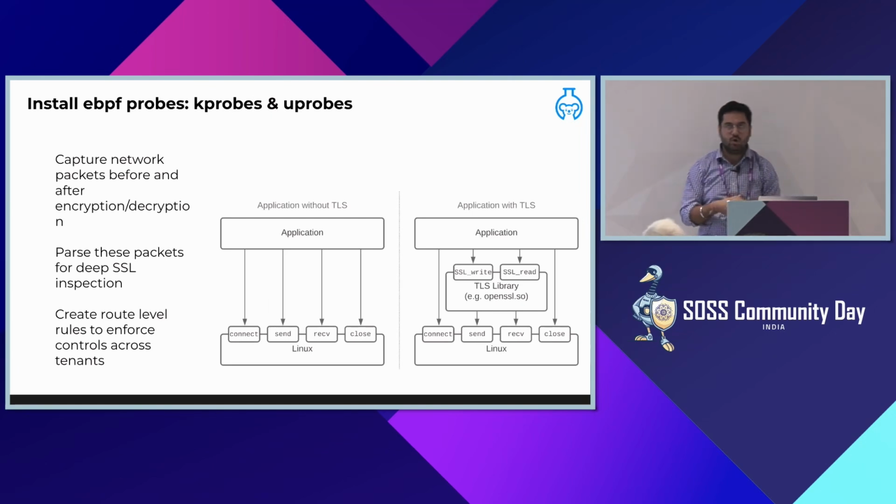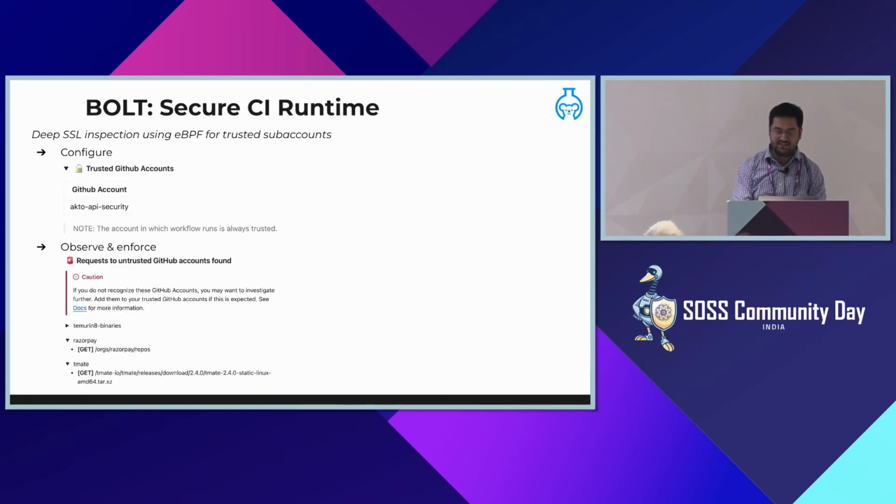I think the broad idea with eBPF is to capture network packets before encryption and after decryption, and you want to pass these packets for SSL inspection. And then, because our main purpose is to figure out which specific GitHub and Docker Hub accounts the traffic is going to, you want to create some root level rules to enforce controls across all of these tenants.